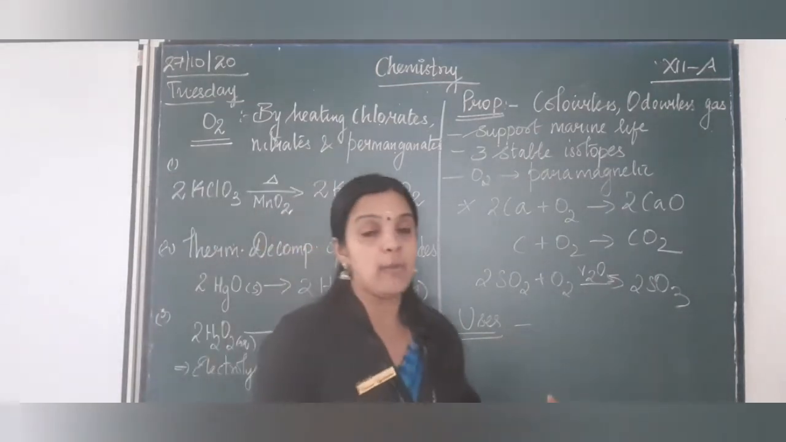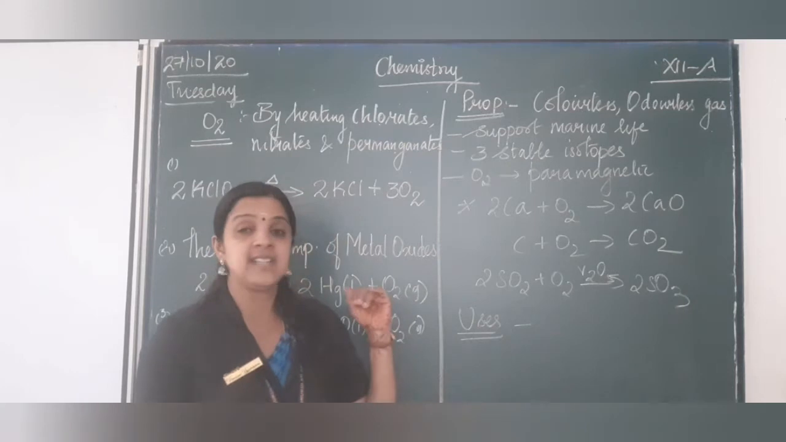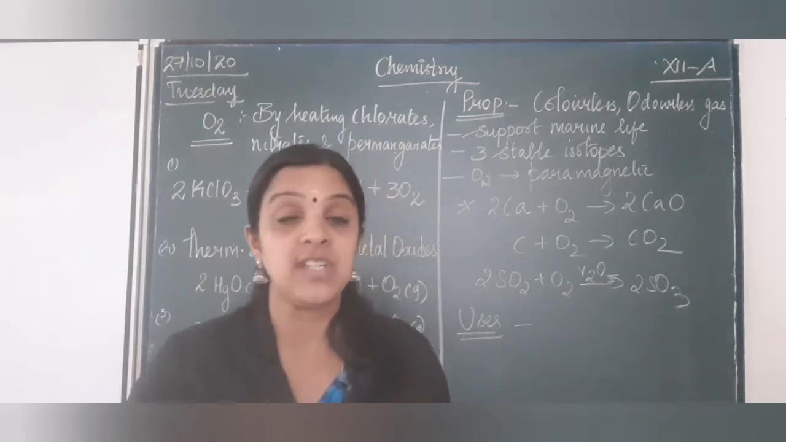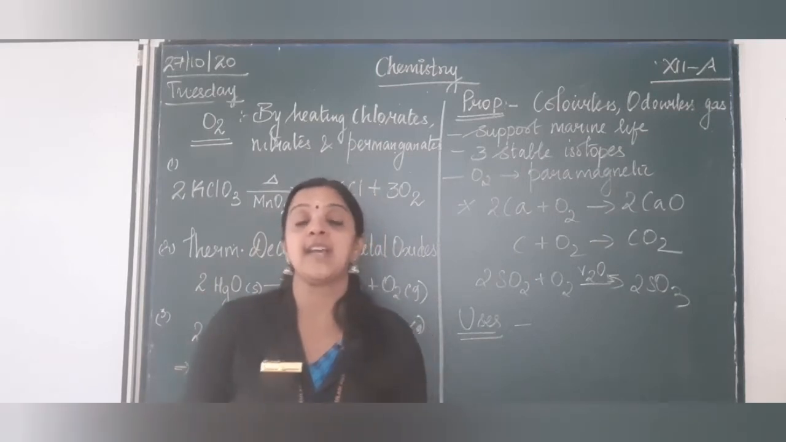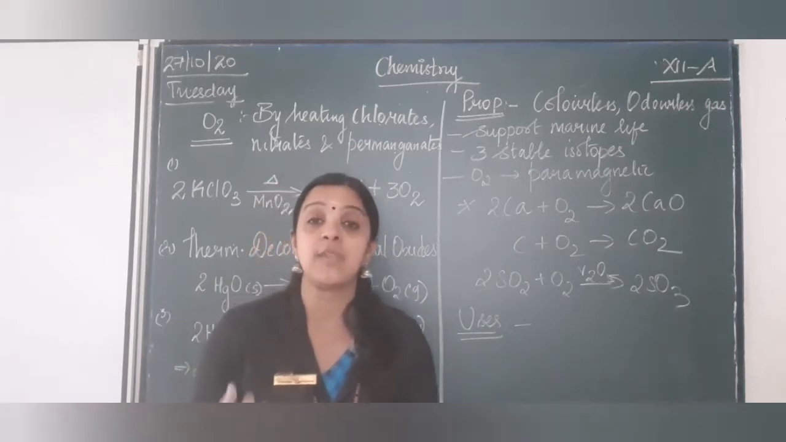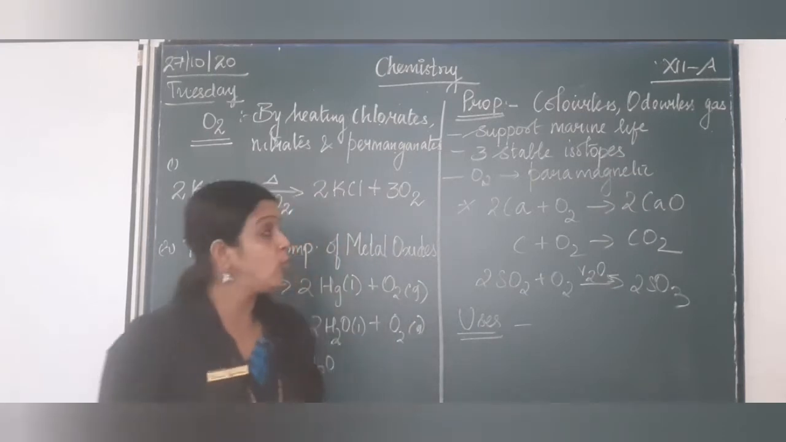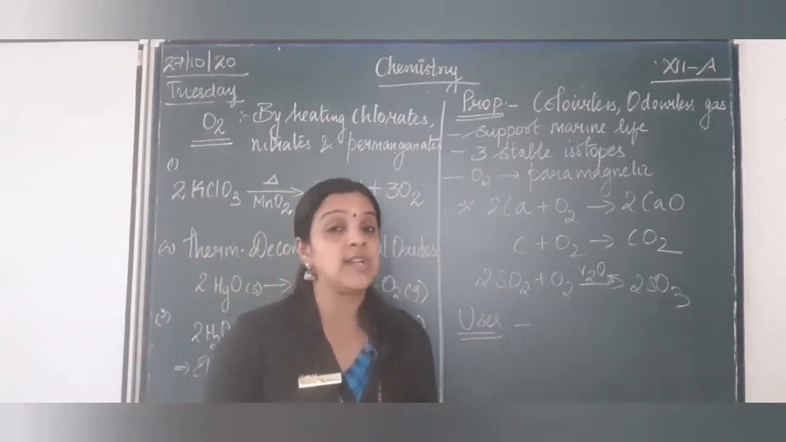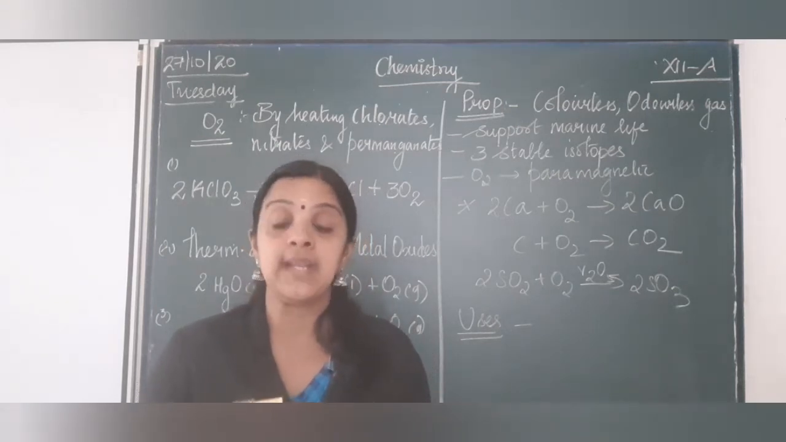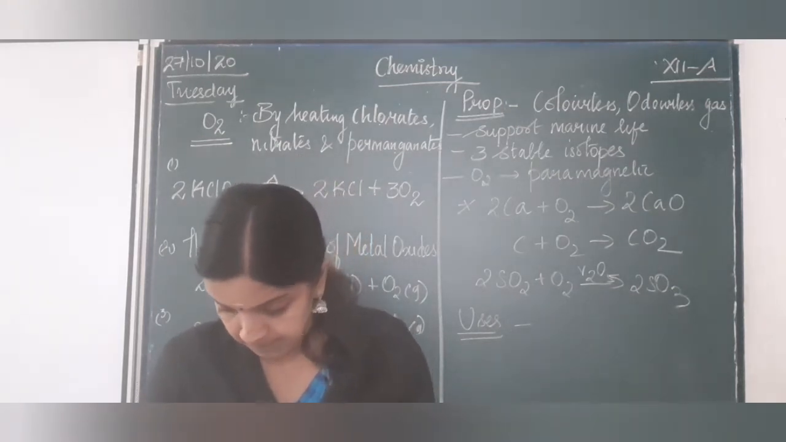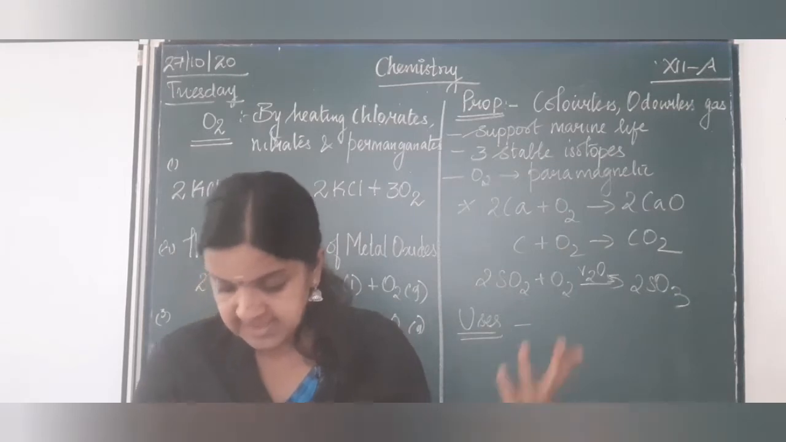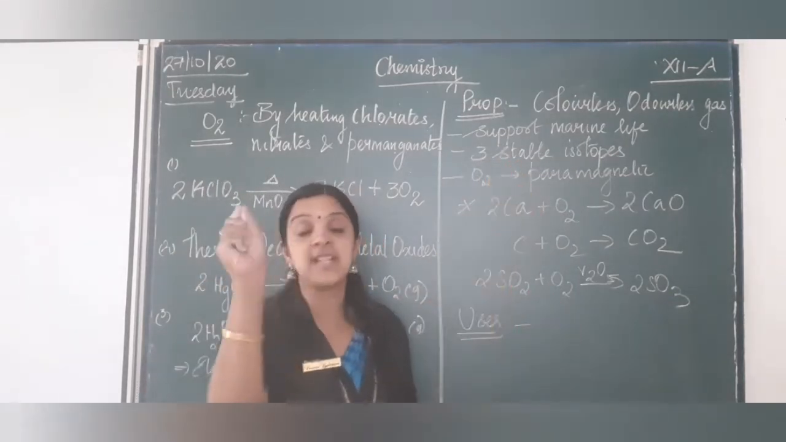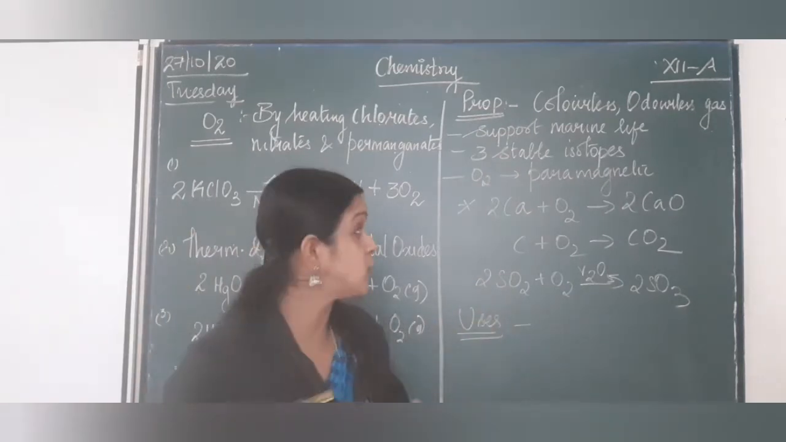Now when you come to properties, definitely we know it is a colorless, odorless gas. It supports a lot of marine life, that is dissolved oxygen. Aquatic life is sustained just because of the presence of dioxygen in water. It has three stable isotopes also, because we know what isotopes are, having the same atomic number but different mass number. You can see oxygen 16, 17 and 18, which is given in your textbook. When I write these hints, please underline the same in your textbook, children.